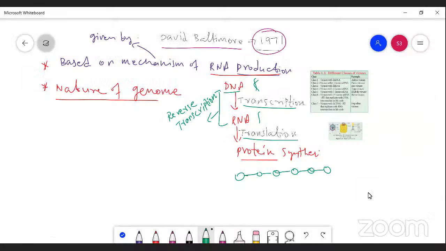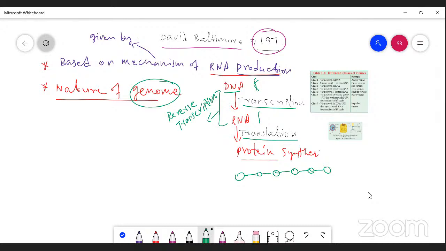The second point is the nature of genomes, either single-stranded DNA or double-stranded DNA. A genome is a haploid set of chromosomal structures.